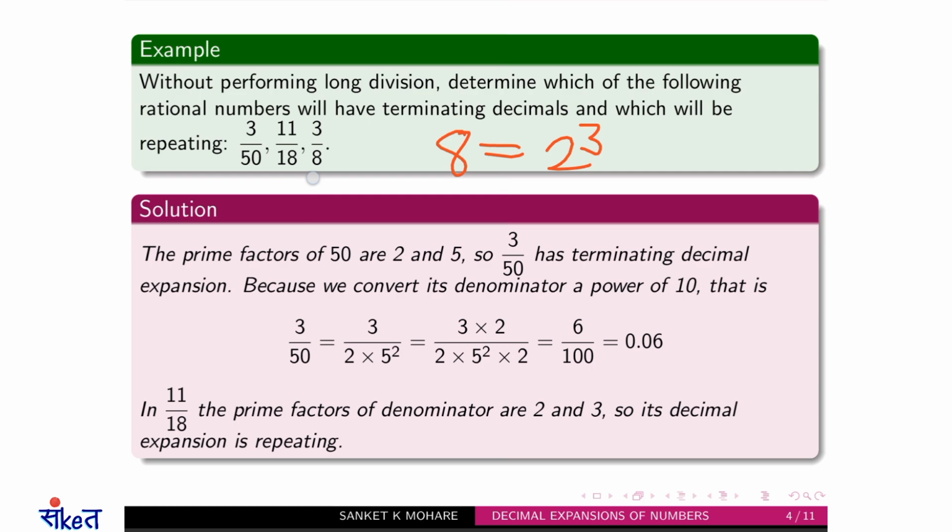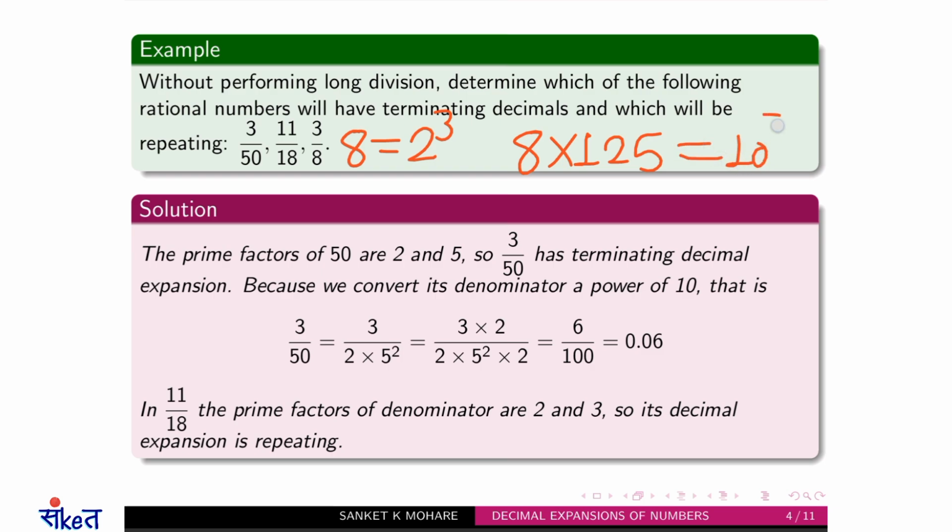2 is the only factor of 8. Now in the rational number 3 by 8, only 2 is a prime factor here, because 8 is equal to 2 cube. It means 3 by 8 has a terminating decimal expansion. How to convert 8 to a power of 10? By multiplying 8 by 5 cube, that is 125, which gives 1000, that is 10 cube.